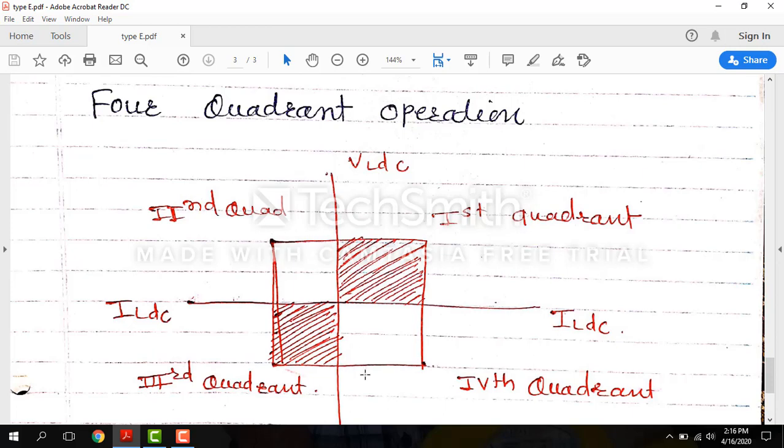In the first quadrant the inductor stores the energy, so power flows from source to load. In the second quadrant the inductor releases the energy, and power flows from load to source. In the third quadrant the inductor again stores the energy, so power flows from source to load. In the fourth quadrant it releases the energy, so power flows from load to source. So this is the operation of type E chopper.